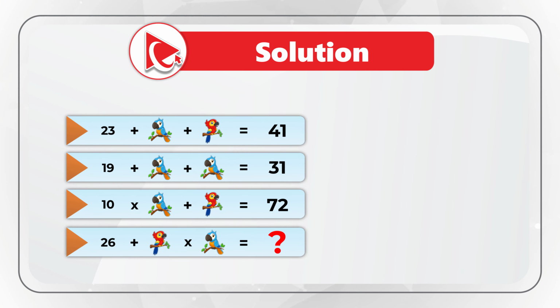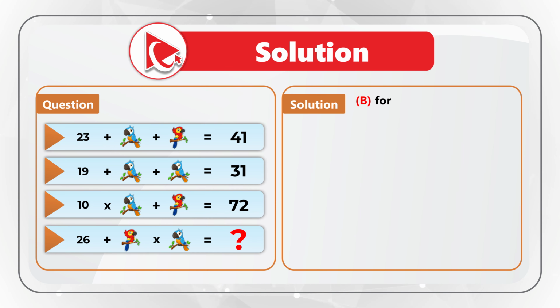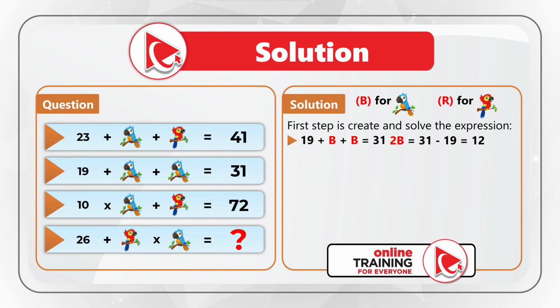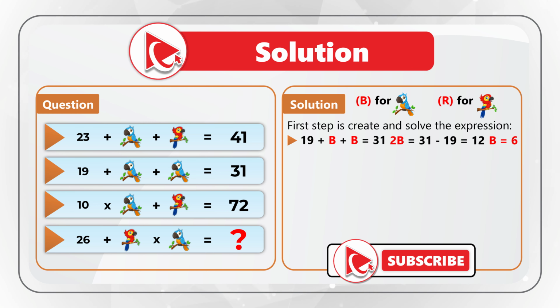For simplicity, let's create variables. We will use B for blue parrot, and we will use R for red parrot. So the first step here is to create and solve an expression. And the easiest one to solve is the second expression with the blue parrot. 19 plus B equals 31, which means that B equals 31 minus 19, which equals 12. Once we solve it, we see that B, blue parrot, equals 6.